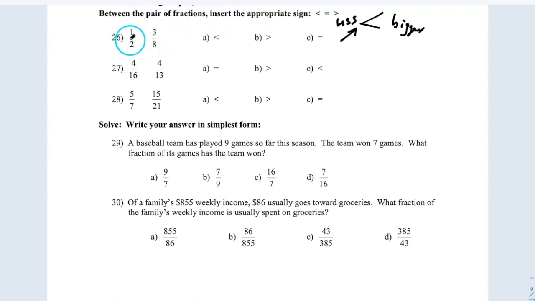So how do I know which one is smaller, which one is bigger? I need to have the same denominator so I can compare the top. So what's going to happen is I need to make 1/2 into 8. How do I do that? By what number do I need to multiply the 2 to get 8? By 4. 2 times 4 is 8. So I multiply by 4 the bottom and I multiply by 4 the top. So 1 times 4 is 4. 2 times 4 is 8. So 1/2 is the same as 4/8.